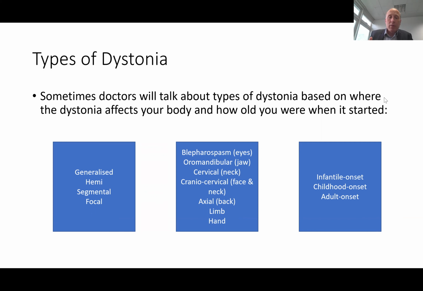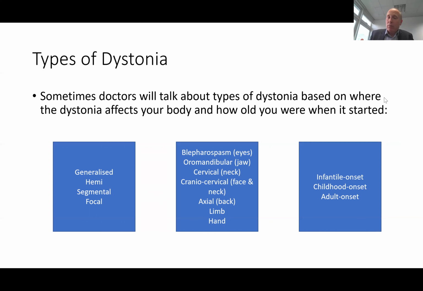And there's other words that are used to describe bits of the body affected. So blepharospasm means dystonia affecting the muscles around the eyes. Oromandibular dystonia means dystonia affecting the jaw. Cervical dystonia, the neck. Craniocervical, so the neck and face. Axial, meaning the back, and limb and hand dystonia.